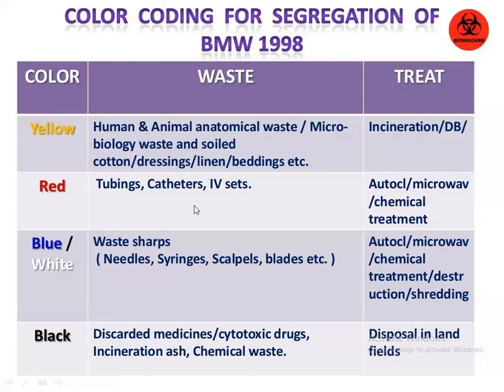Red color: tubings, catheters, IV sets. These are the waste generated after medical treatment. That is shown by red color. Black color indicates incineration ash, discarded medicines, the outdated and expired medicines. Chemical waste is also shown by black color. And treatment and disposal is in landfill. Where do they dispose? In landfill.